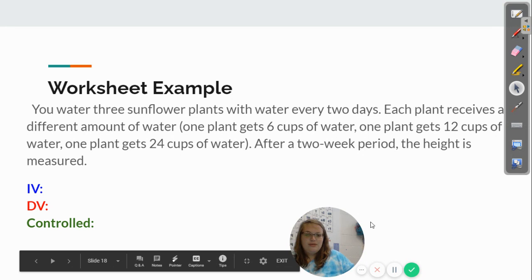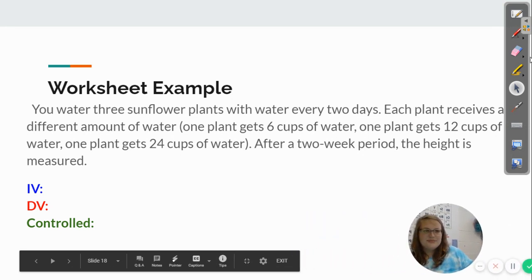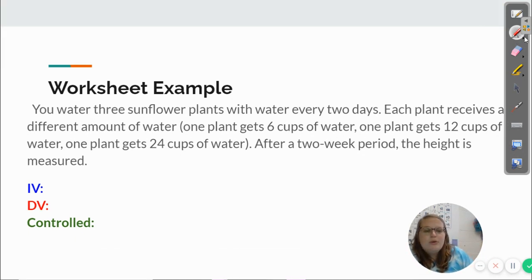I'm flying across the screen. Come on, keep going. There we go. All right, and I'm going to color coordinate because I obviously am not good at writing on the screen for this stuff. So what we're going to do is identify your independent variable, your dependent variable, and your controlled variable. If this will let me select my color, that would be great.